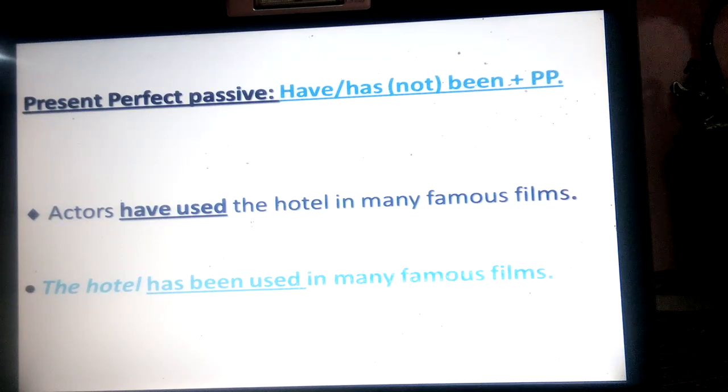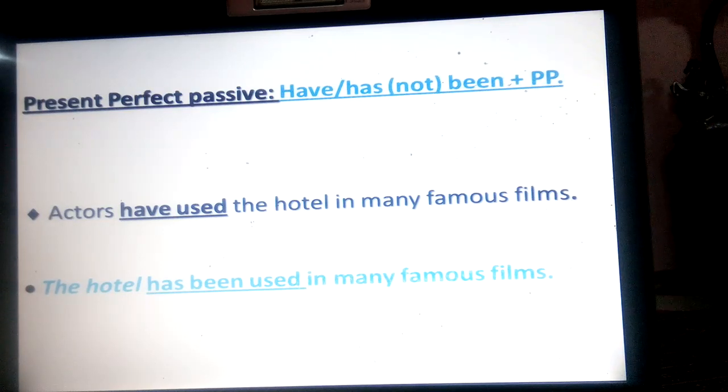Actors have used the hotel in many famous films. The verb have used. Which tense? Present perfect active. What is the object? The hotel. So I begin with the hotel. The hotel is singular. Can I use have or has? Right, has. And then has been used in many famous films.